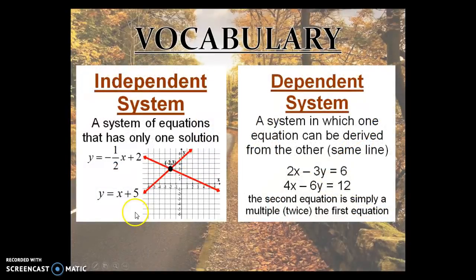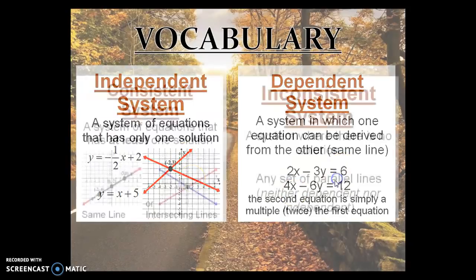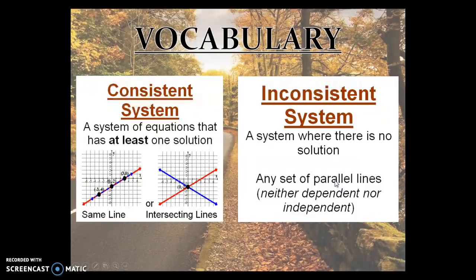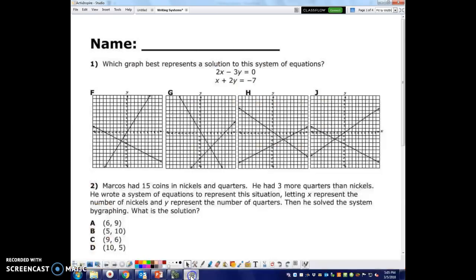Independent system has only one solution. Dependent system can have more than one solution. Consistent system has at least one solution. Inconsistent system has no solution. Here we go. So we're going to look at a few of these together, and then you're going to do the rest on your own. So let's look at number 1.